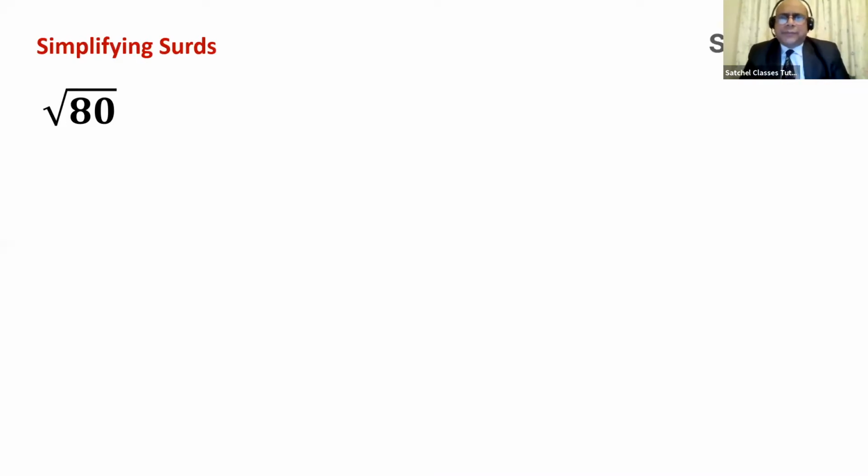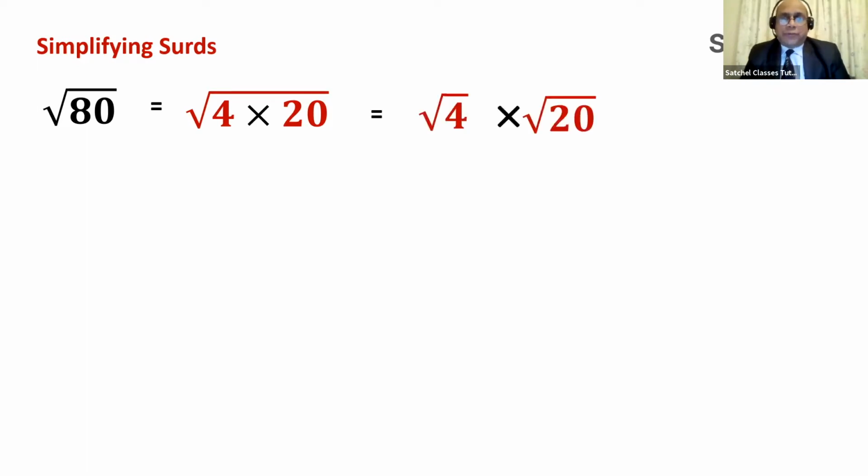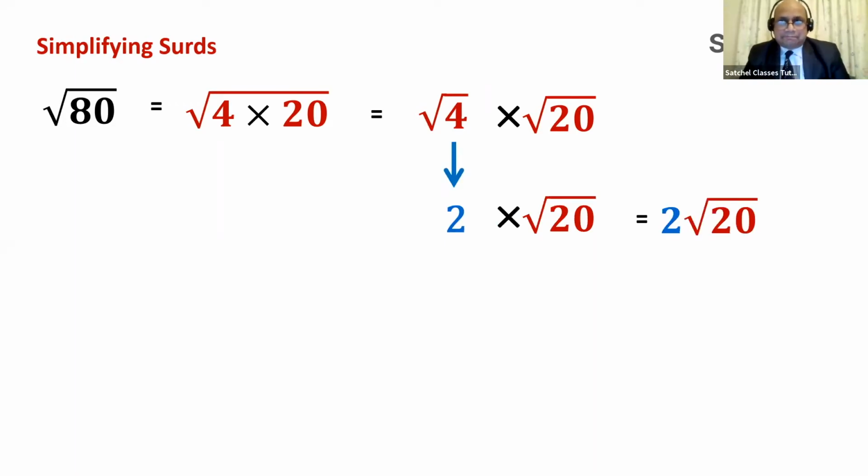The easiest thing that comes to my mind is that 80 is 4 times 20, where 4 is a square number. Remember, 4 was one of those square numbers. So 4 times 20 can be written as square root of 4 times square root of 20. Square root of 4 is 2, and square root of 20 can be written the same way. So your final answer is 2 root 20.